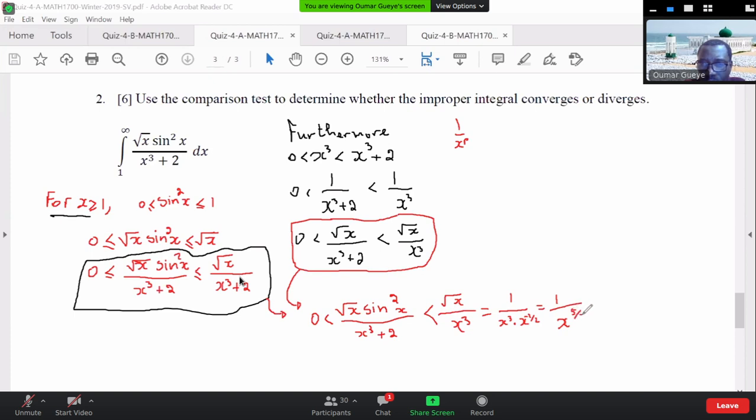And now I have what I was looking for. As I told you, I'm trying to get something like 1 over x to the power p. And I got it now when p equal to 5 by 2. And now by the p-test, the integral of this function is convergent because p equal to 5 over 2 greater than 1. And if the integral of this function is convergent, it means the integral of this function going to be convergent, as Fatima said.